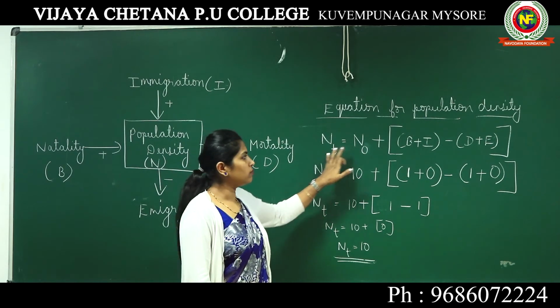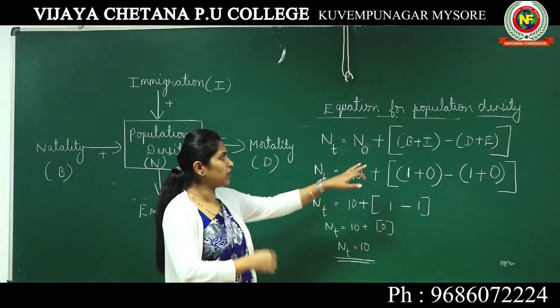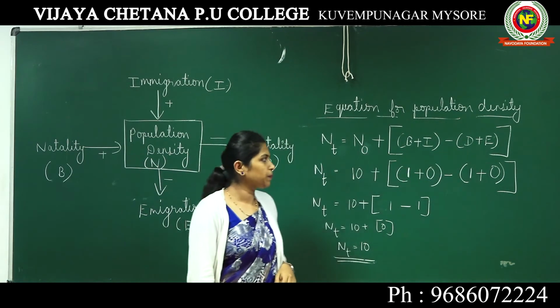If we have to write the formula for population density, it is going to be this way. So this is the formula for population density. We are considering B, I, D and E.